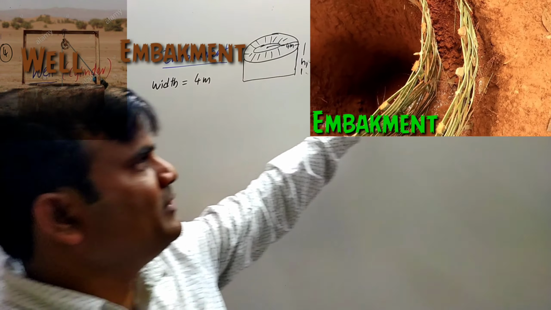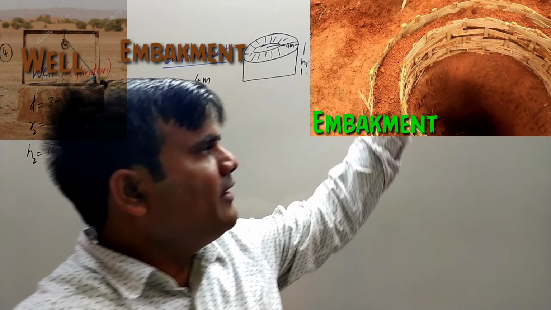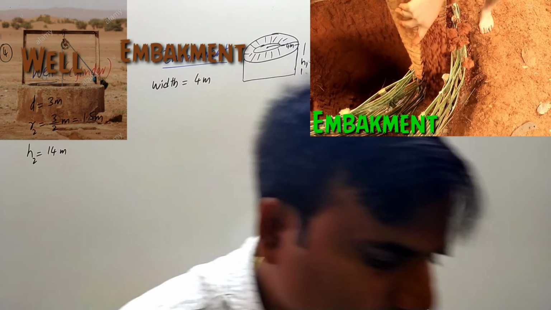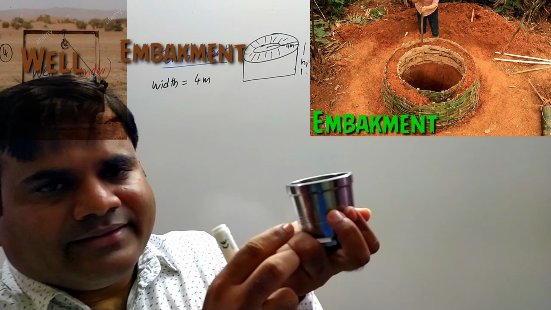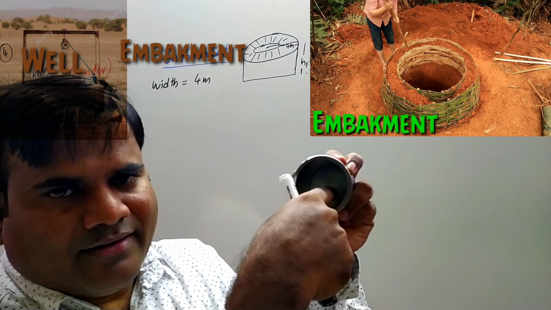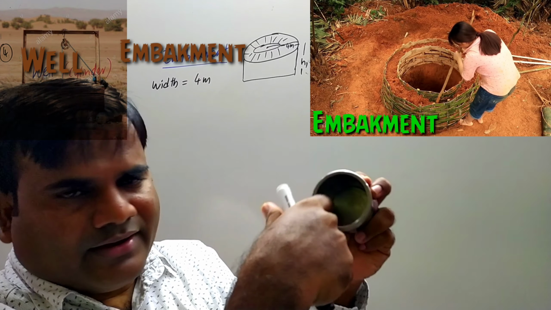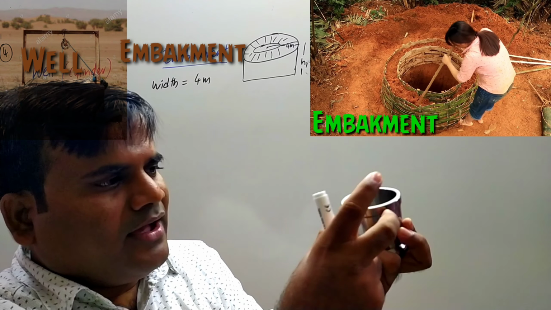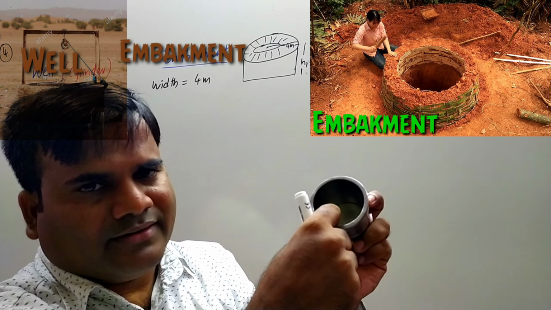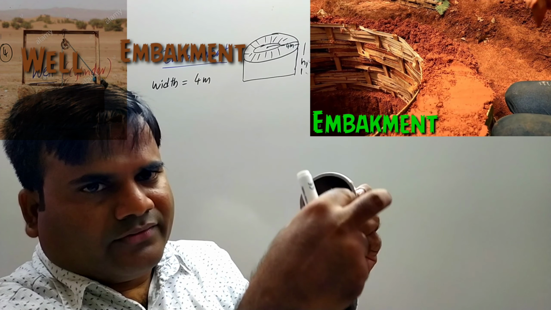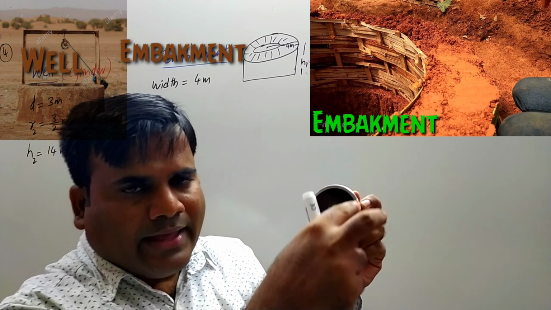So an embankment is nothing but a wall which is constructed around the well. So you can see like this. Just feel like it is an embankment. Inside this one is a well. It is a well, inside it is hollow. This one is the well. On the outer side this part is constructed. This one is called the embankment. This wall. So this circular wall is called the embankment.